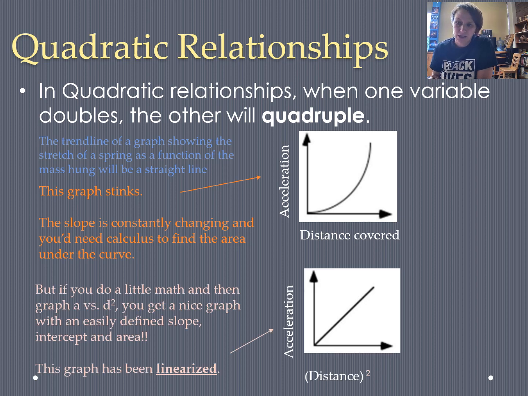So what scientists and physicists will do is something known as linearization. We take any graph that's not a straight line and we're going to find a way to make it into a straight line. Usually what we're doing is we take the data set and we do a little bit of math on the variables before we graph them. So in this case, if instead of graphing acceleration and distance straight up, we take the distance and square it, okay, then when you graph this, it comes out to be a nice straight line with an easily defined slope, intercept, and area. So this is called a linearized graph, and it shows a quadratic relationship because you can see that one of those two variables there is squared.